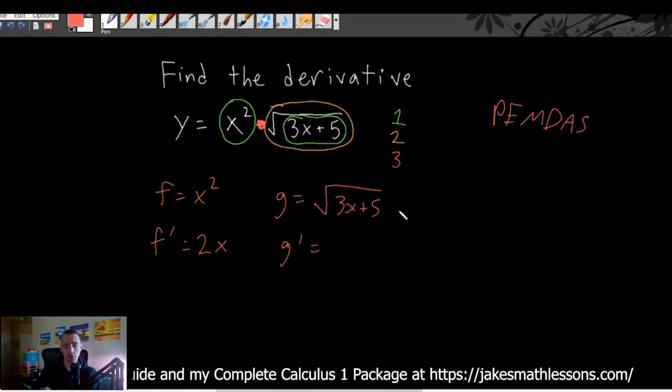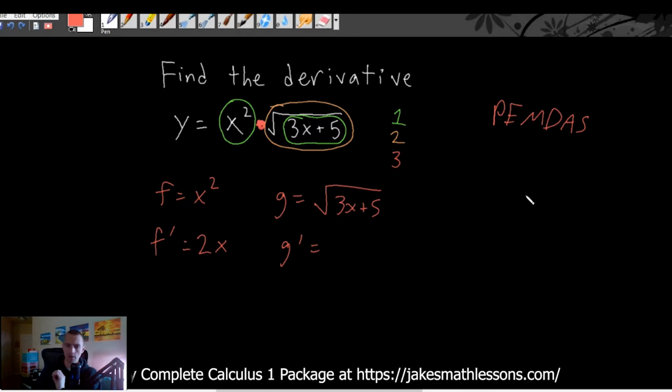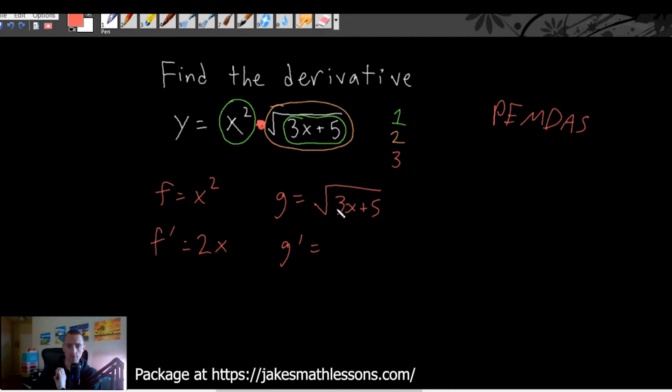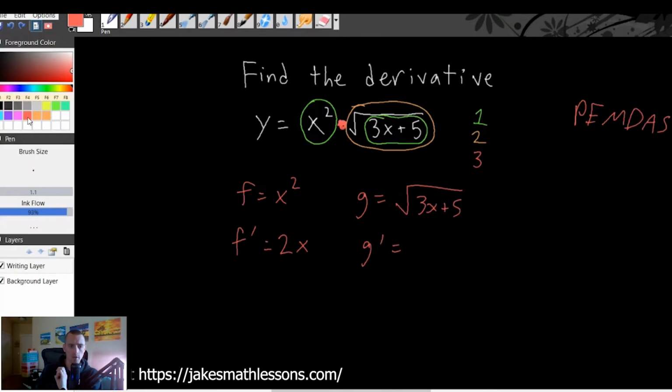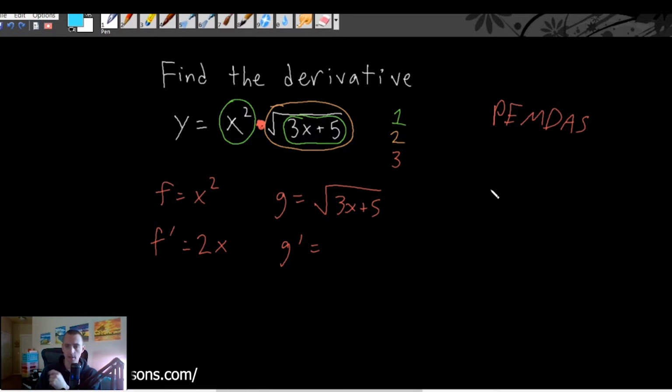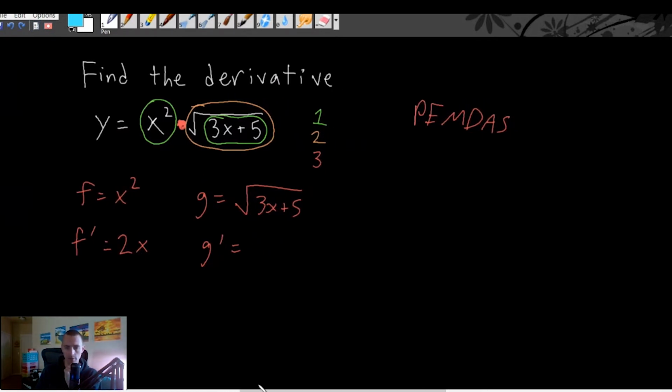And this is where the chain rule is now going to come into play. Because in order to find the derivative of the square root of 3x plus 5, we're going to have to think about an inside function and an outside function. So let's, again, just like we did in the last example, make a separate side problem out of this over here. So let's think about finding the derivative of y equals the square root of 3x plus 5.